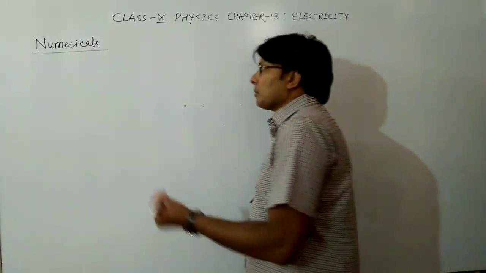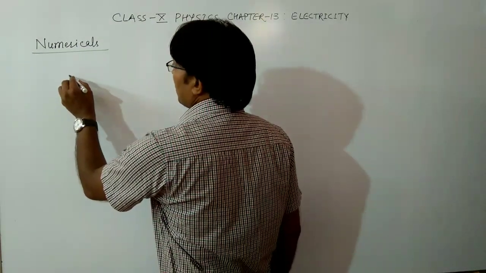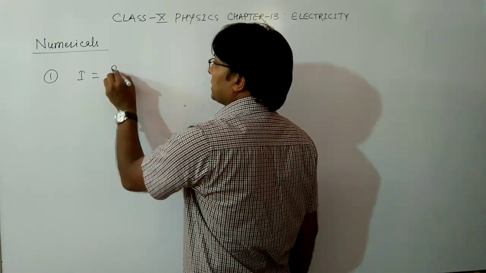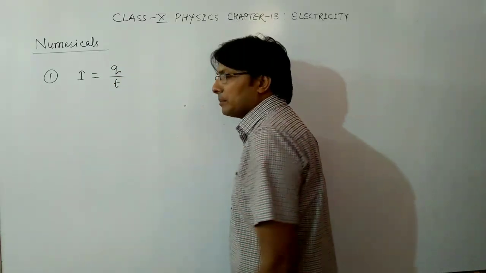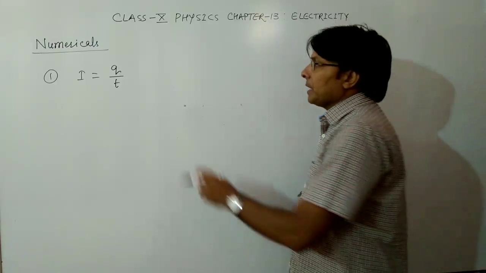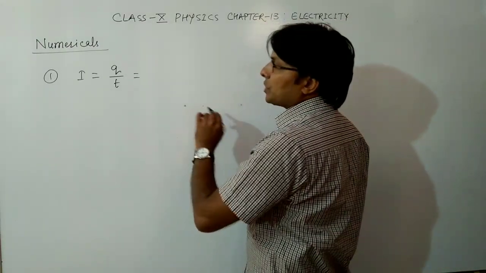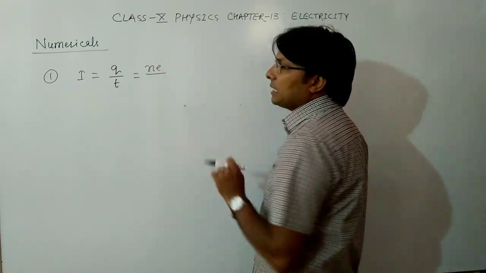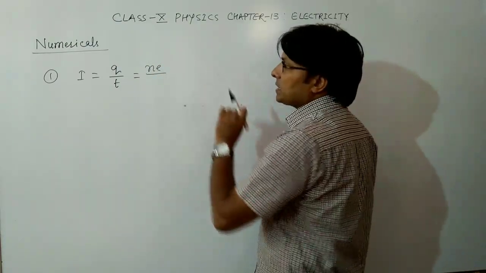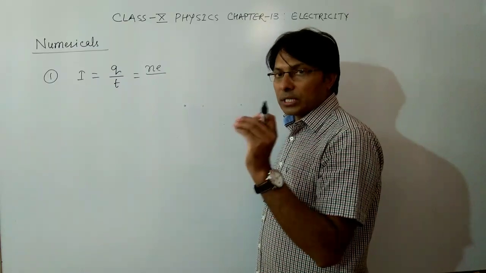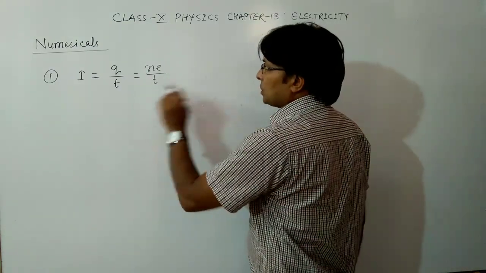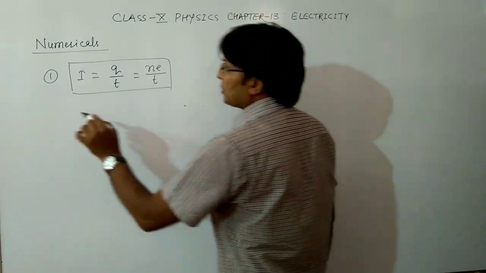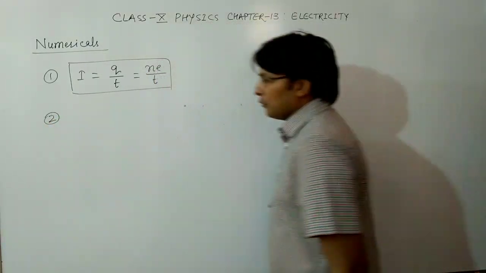The very first formula we have discussed was of current, and you know that current I can be written as charge per unit time, that is Q upon T, and using quantization of charge we have written this Q as N into E, where N is the number of electrons and E is the charge on one electron, that is fundamental charge. So this formula we discussed in the very first video, so you must remember this formula for the numerical point of view.